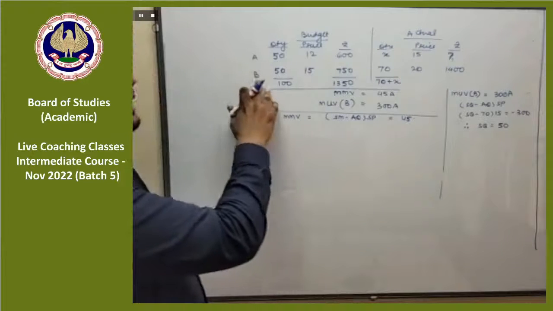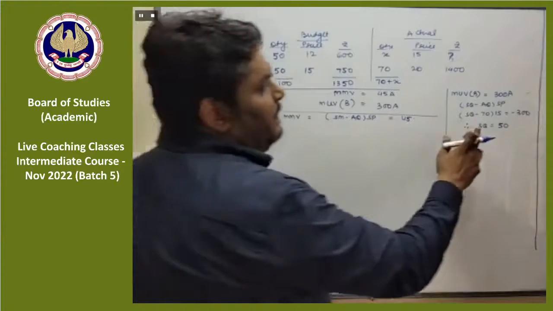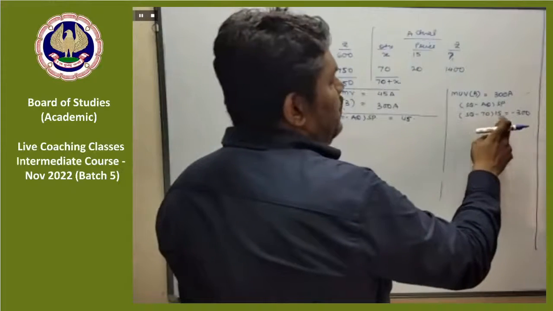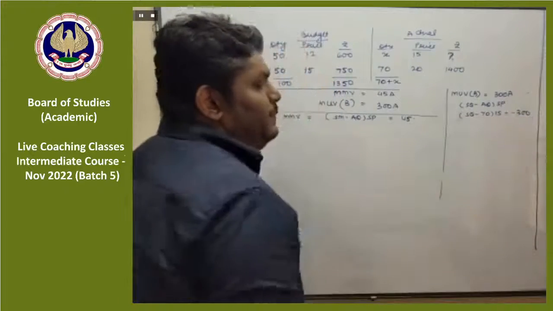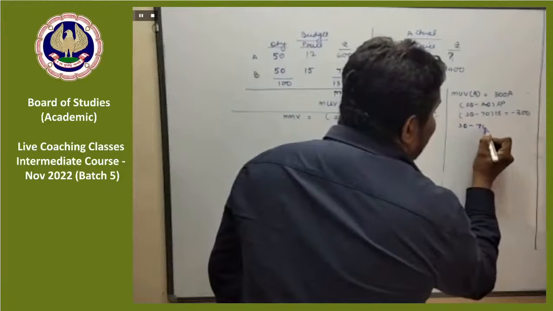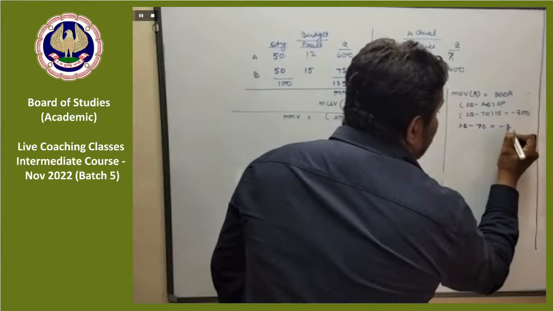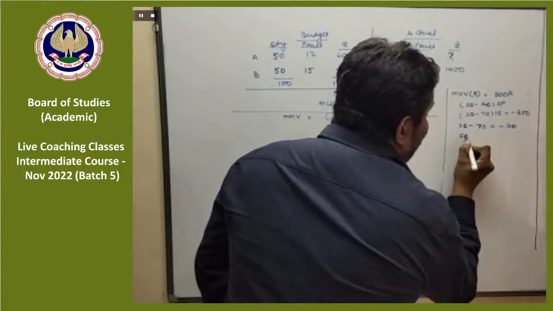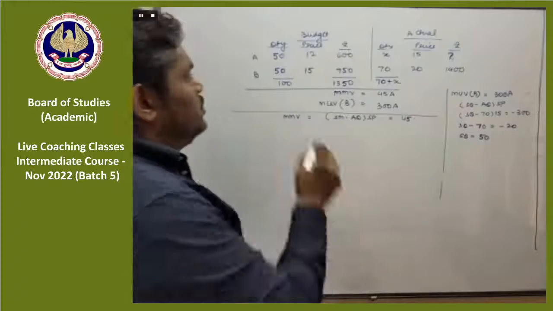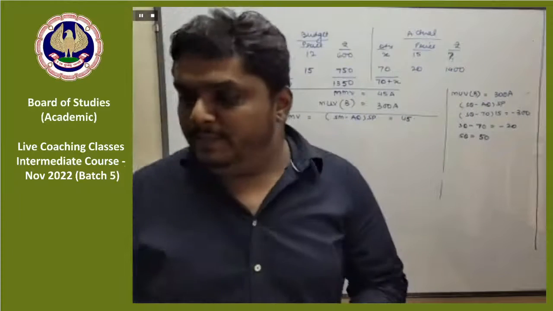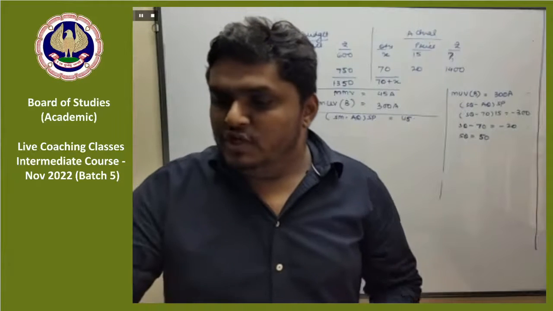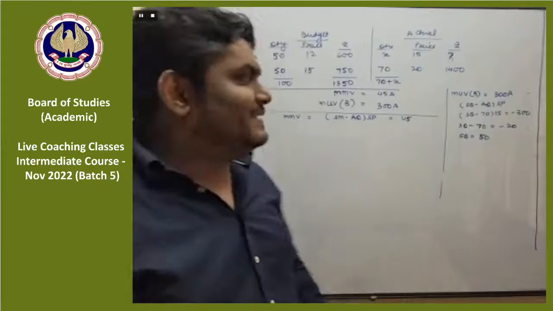The budgeted quantity of B is 50. I have solved standard quantity minus actual quantity into standard price. This should be minus 300. So standard quantity minus 70 should be minus 20. So standard quantity will be equal to 50. So this is how I calculated 50. Shrinjani Sinha, very good. Your answer is correct.